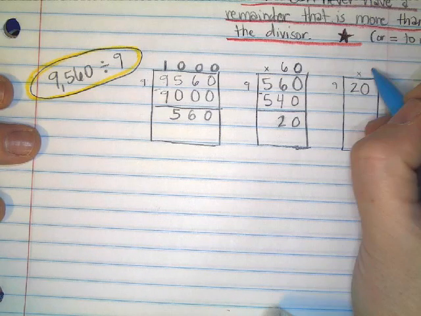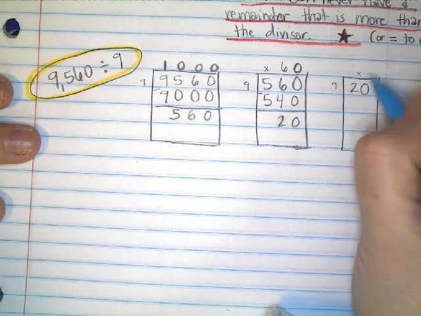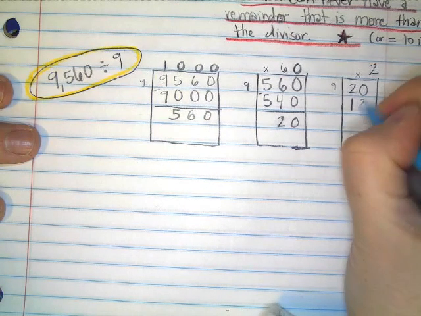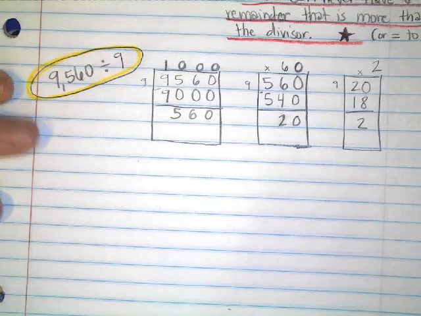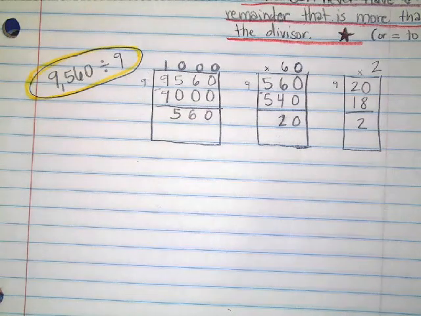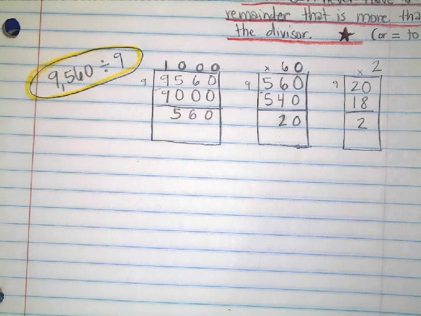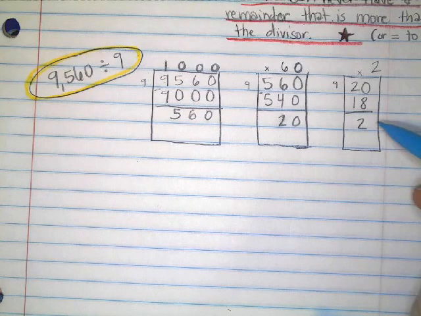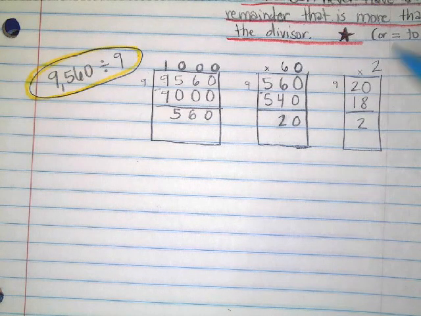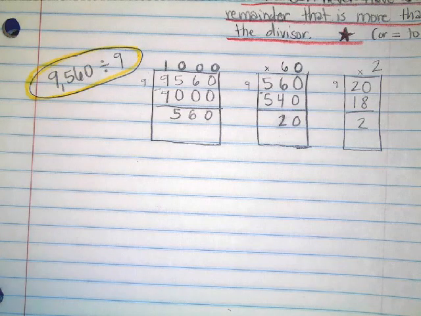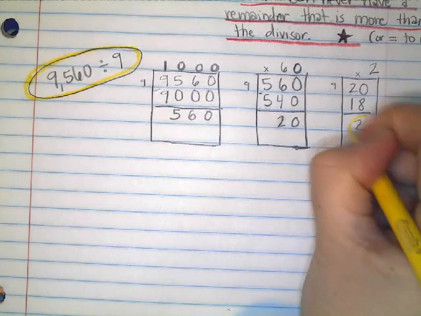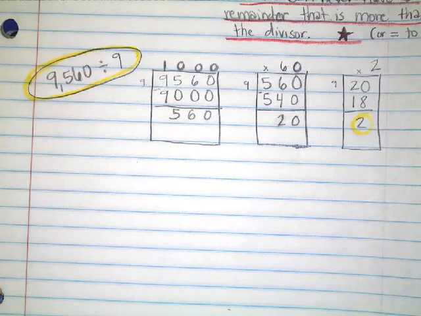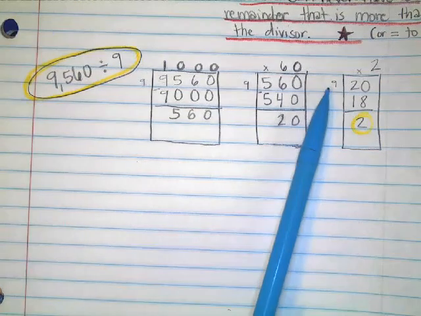Nine goes into 2, nope. 9 goes into 20, twice. So 2 above the 2. And the next method would be for me to draw another place value box, right? Because I have some leftover, but you have to check the leftover. Look, I already got to the ones place in my answer. So I don't need to draw another box. That little 2 is the remainder.